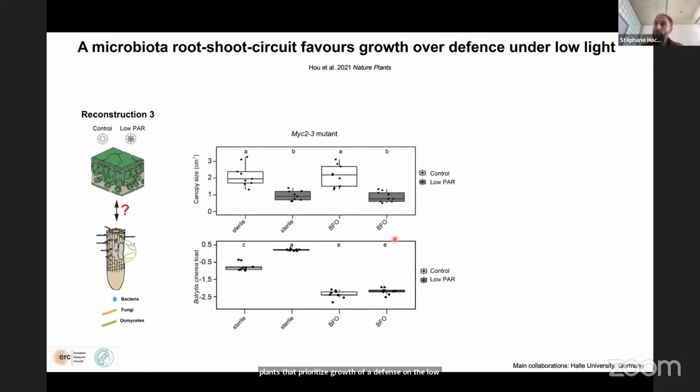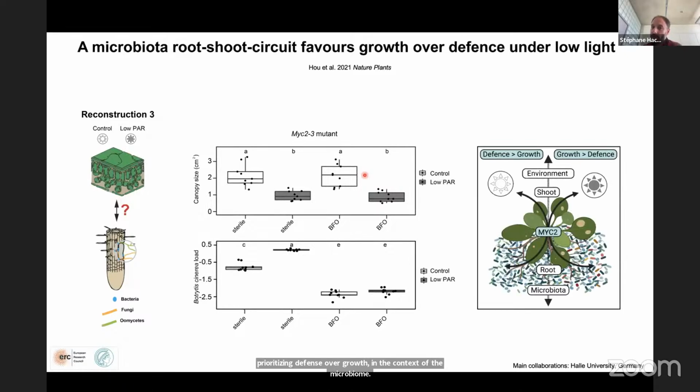And we could observe that this phenomenon is completely impaired in a mutant called myc2-3, in the Arabidopsis mutant. And we observe that this investment into growth is impaired. And instead here we observe that the plant is prioritizing defense over growth in the context of the microbiota. So this led us to the important discovery that response to light above ground and response to microbes below ground are actually connected along this root-shoot axis, and that this is dependent on the transcription factor MYC2, and this is also dependent on the composition of the root microbiota. And basically under low light, the plants really change the structure of the root microbiota in order to boost microbiota-induced growth over defense responses under low light.